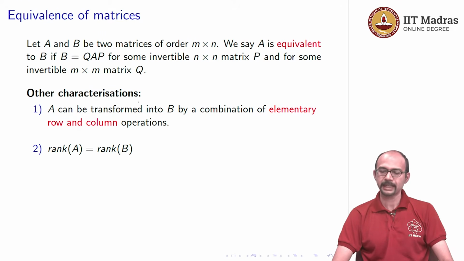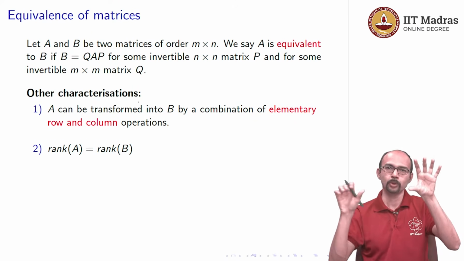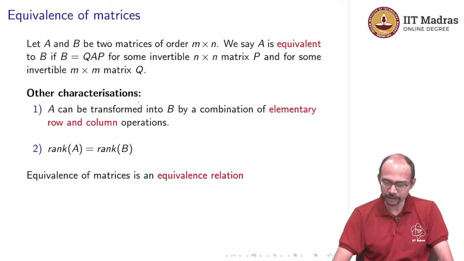The other characterization is that the rank is the same. The reason this works is because remember that if you allow both row and column operations, then you can take any matrix and reduce it to the form of block matrices, where you have the identity matrix and 0, 0, 0. I will say that carefully in a second.